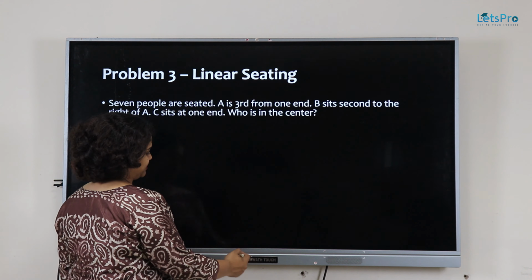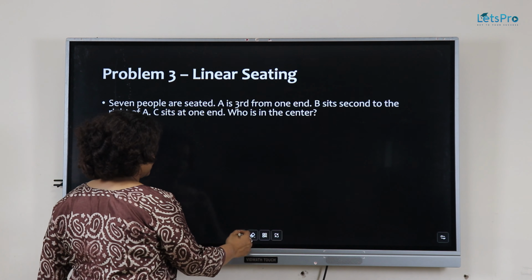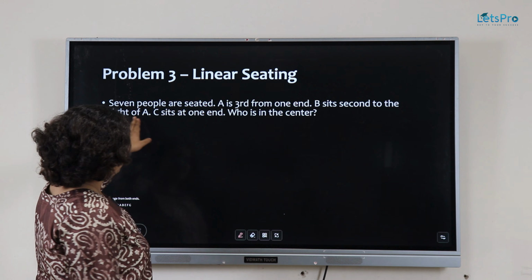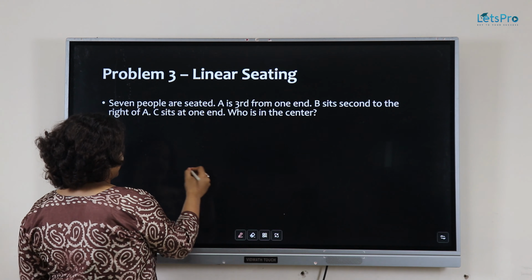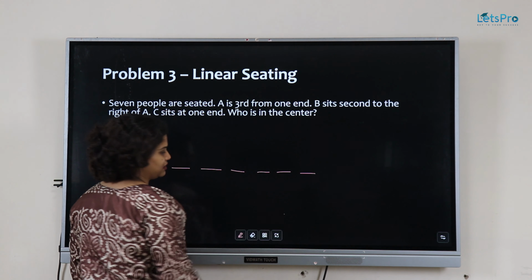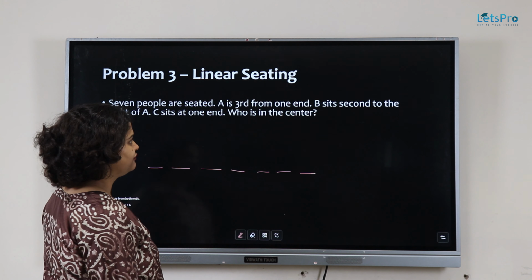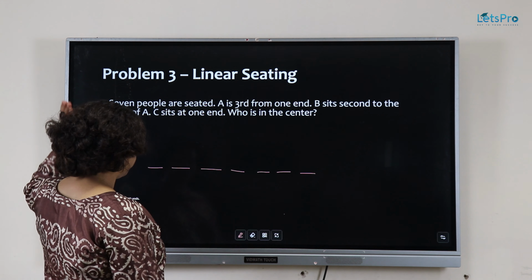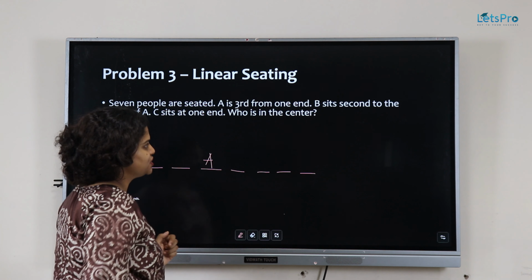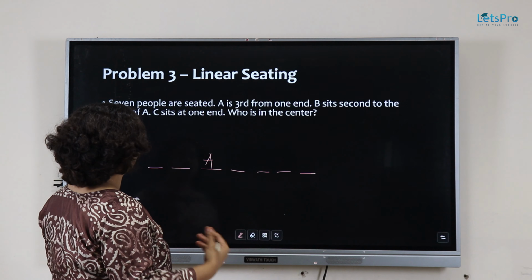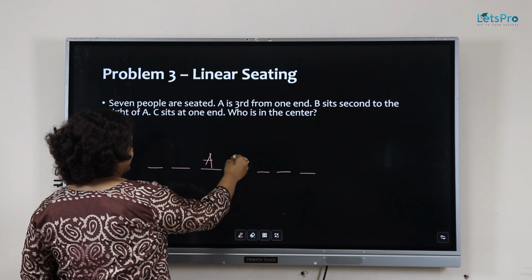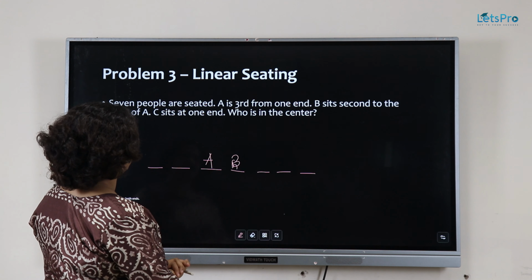Let's change the color of the pen. It gets boring with just one single color, right? All right, so 7 people are seated. Let's make 7 seats: 1, 2, 3, 4, 5, 6 and 7. A is third from one end. Let's take from the left end, okay? Third meaning it is at this particular position. B sits second to the right of A. That means second to the right of A would ideally be the next position itself, right?